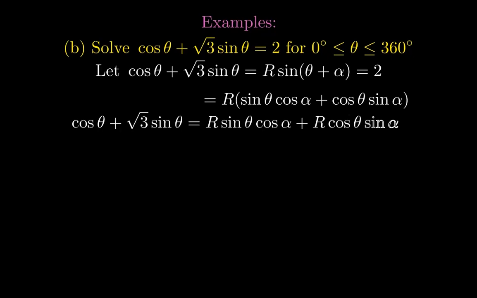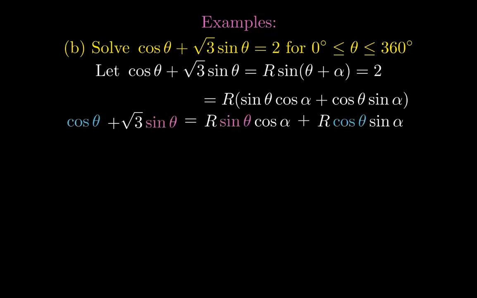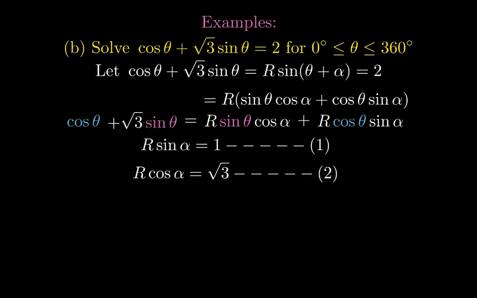I highlight so that we can see the terms in sine theta and the terms in cos theta, how they are going to separate. The terms in sine theta, on the left you have root 3, equal to r cos alpha. And the terms in cos theta, we have 1, equal to r sine alpha. So that gets us to this supposition. So r sine alpha is equal to 1, and r cos alpha is equal to root 3.